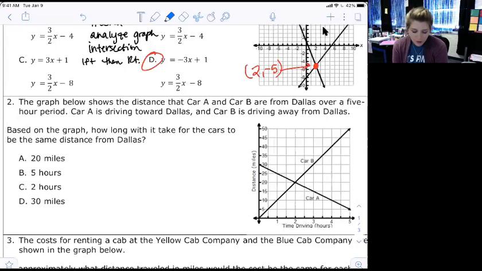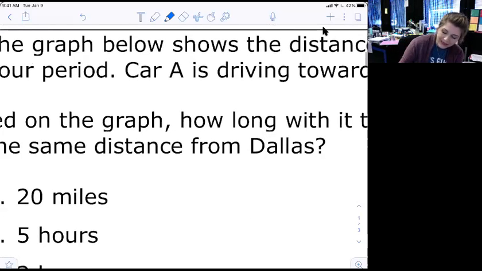Notability. Okay, number 2 says, the graph below shows the distance that car A and car B are from Dallas over a 5-hour period. Car A is driving towards Dallas, whereas car B is driving away from Dallas. Based on the graph, how long will it take before the cars are the same distance? So here's what I need you to do. Take your highlighter and I want you to highlight how long.